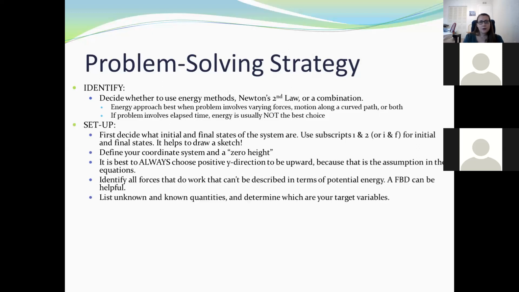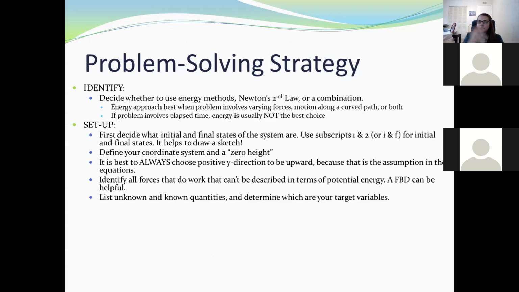When we set up the problems, we're going to first decide what our initial and final states of the system are. You can either use subscripts 1 and 2 like I've been doing, or you could use i and f for initial and final. But it does help if you draw a picture, like I've been saying all along. It will help you figure out the best choice of those things. Always define your coordinate system and pick a zero height that's most convenient.